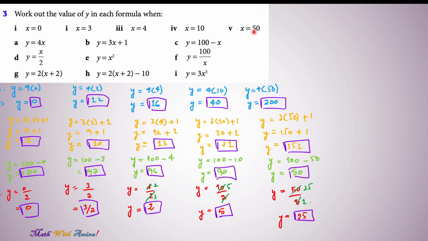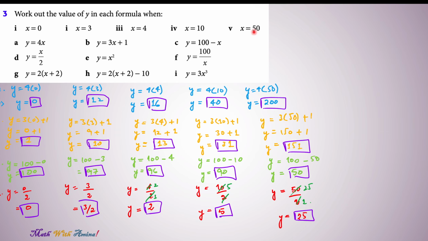To do this, we use a process called substitution. Through substitution, what we do is replace the variable x with the number given in the question. After replacing x, we simplify the expression using the order of operations to find the value of y. We repeat the same process for every value of x.